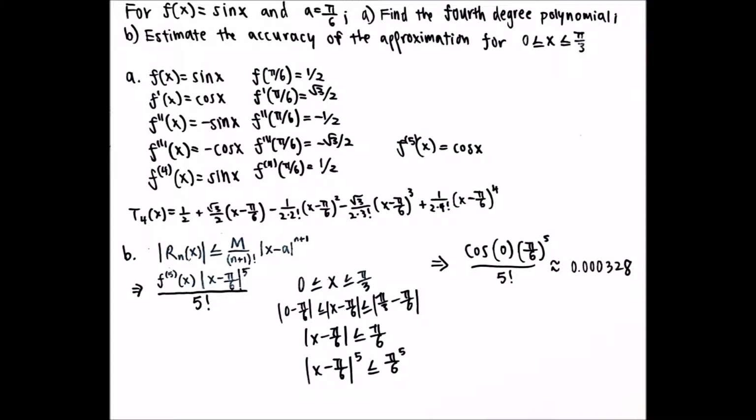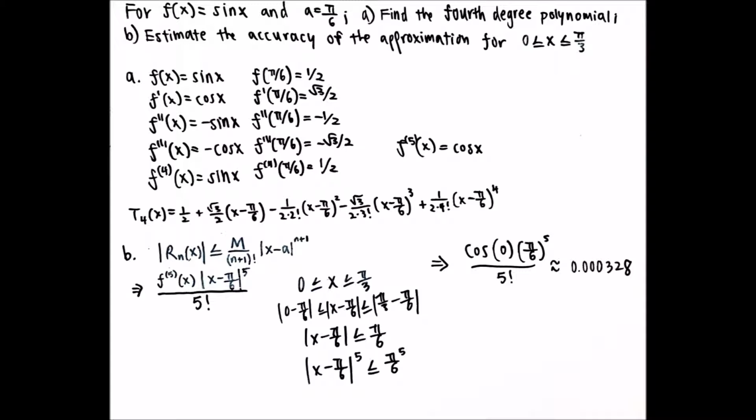We also know that M can equal the n plus 1 derivative of f of x, and that makes it the fifth derivative. So now we have our function. Now we use our bounds of 0 and pi over 3 to solve for the absolute value of x minus pi over 6 to the fifth power. We can manipulate the bounds to solve for it. And since we're trying to find the maximum value, pi over 6 to the fifth is our choice.